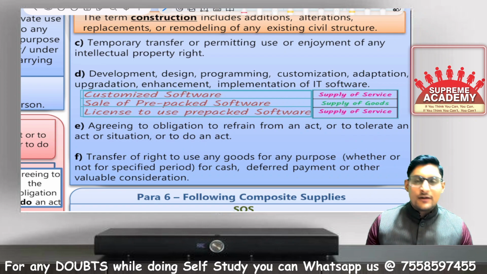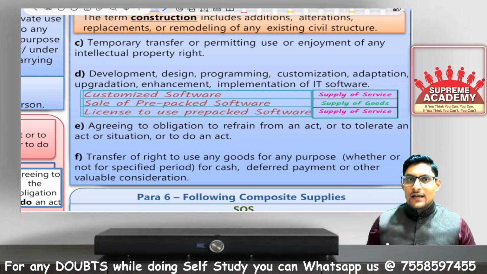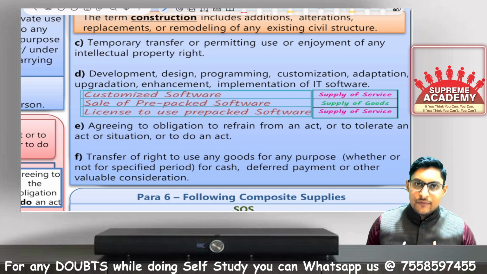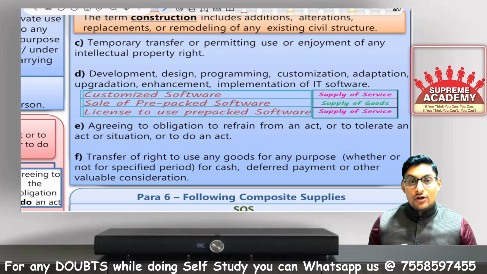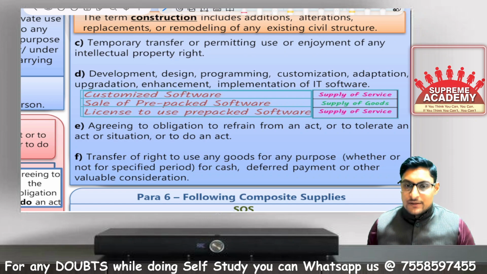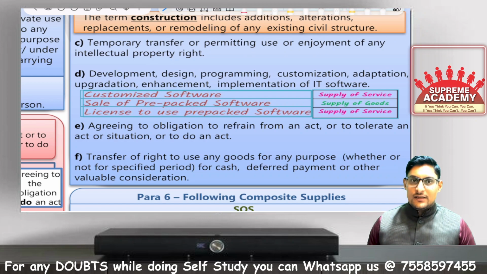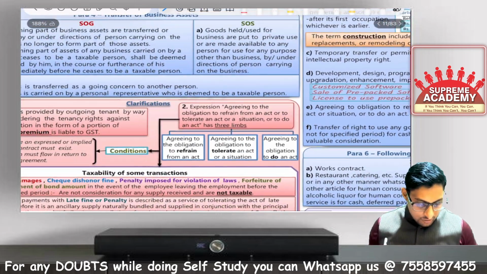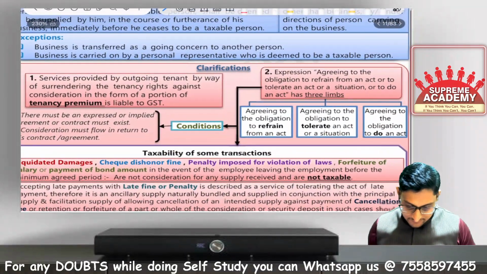To refrain from an act, to tolerate an act, or to do an act. Under GST, making a person do an act is also a type of supply. Or refraining the person from doing an act is also a type of supply. Or tolerating, if you are paying some person for tolerating an act, that is also a type of supply. But will this be a supply or not? How to make the decision?